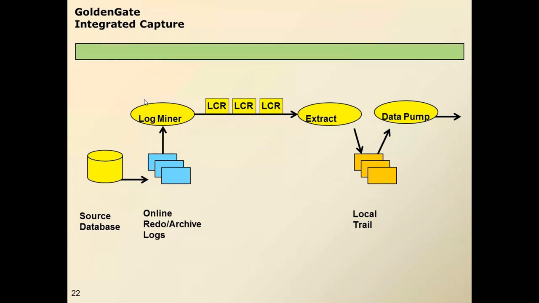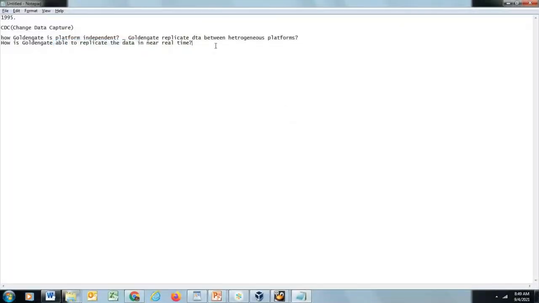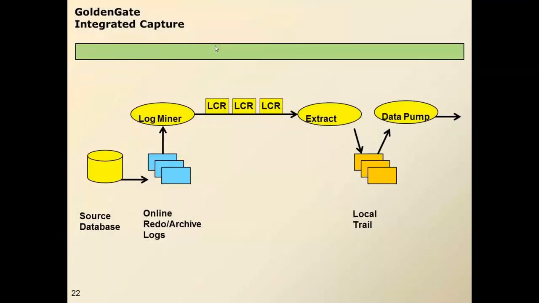Now, whatever changes are needed by the extract process, log miner passes on those changes to the extract process in the form of LCR. LCR stands for logical change records. So whatever changes are needed by the extract process, instead of reading the transaction logs directly, it receives the changes from the log miner database directly.